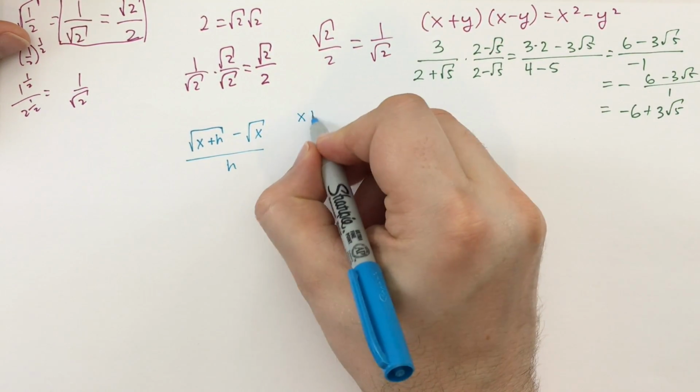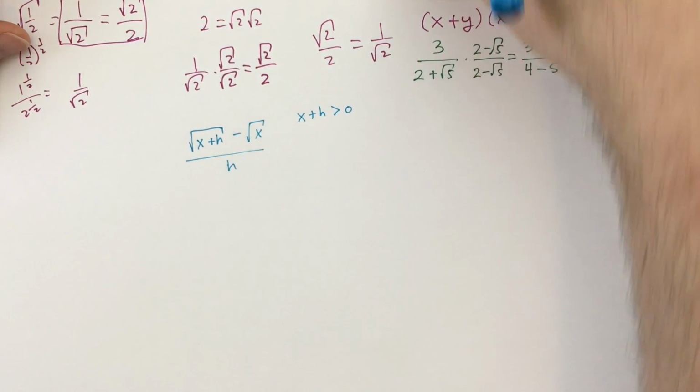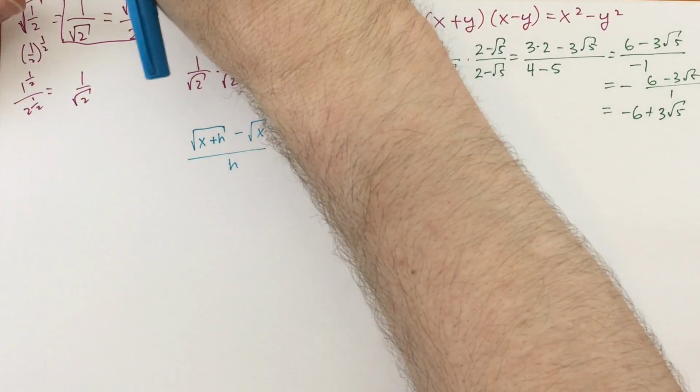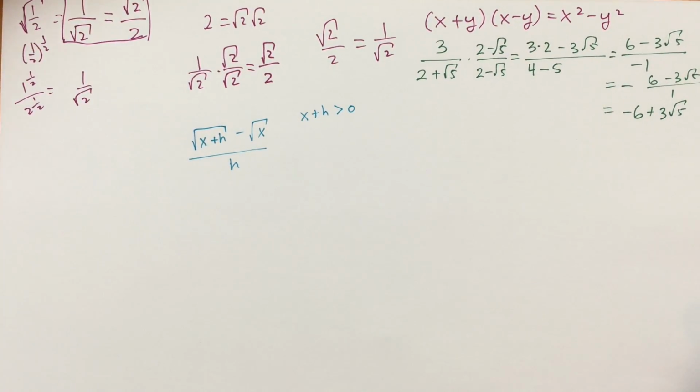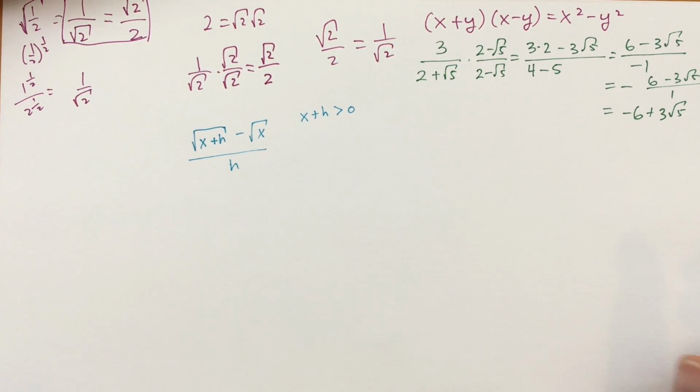And we note that x plus h is greater than 0 because we don't know how to do square roots of negatives yet. We need new numbers for that. We have a name for them, and the name is imaginary. It's not because they don't exist. It's because we just need a name for it.